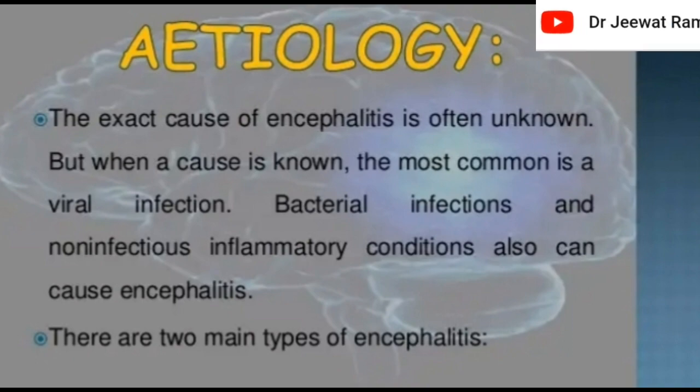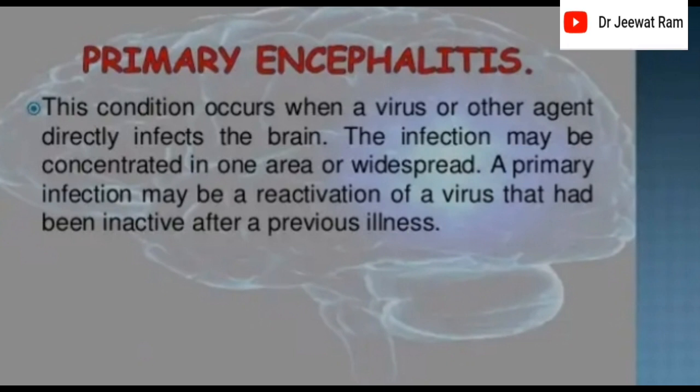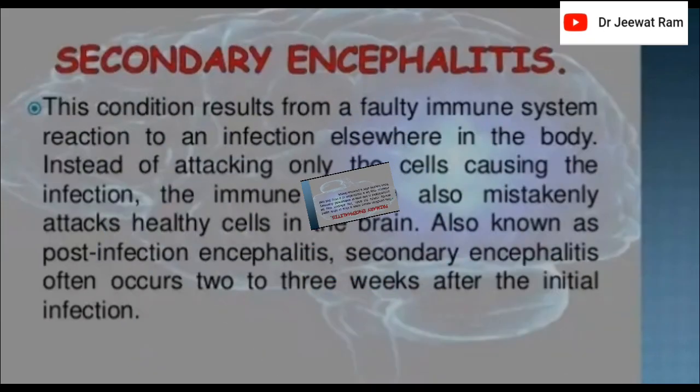There are two main types of encephalitis. Primary encephalitis. This condition occurs when a virus or other agent directly infects the brain. The infection may be concentrated in one area or widespread. A primary infection may be a reactivation of a virus that had been inactive after a previous illness.